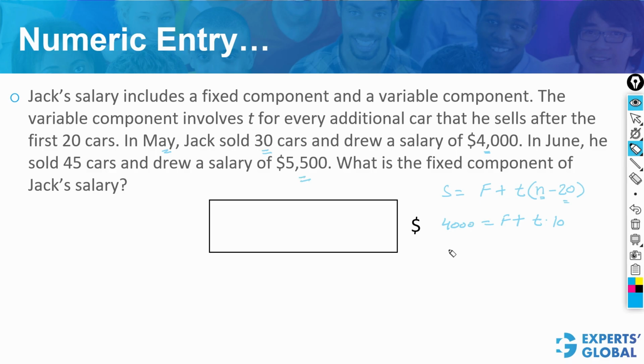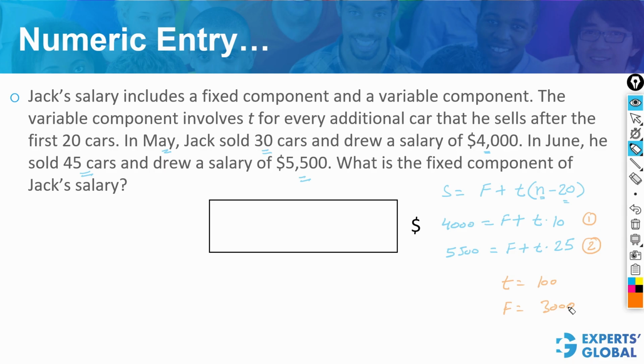And in June, he drew $5,500 for some fixed component plus T times... Now he sold 15 extra cars, so T times 25. We have two equations and two variables. They can be comfortably solved. We get T equals $100 and F equals $3,000.